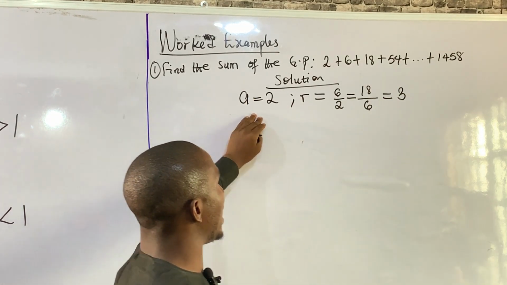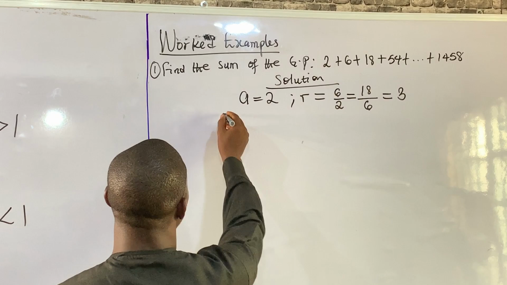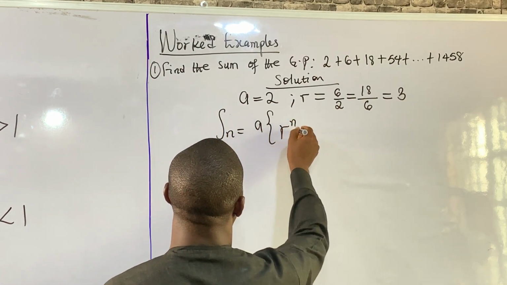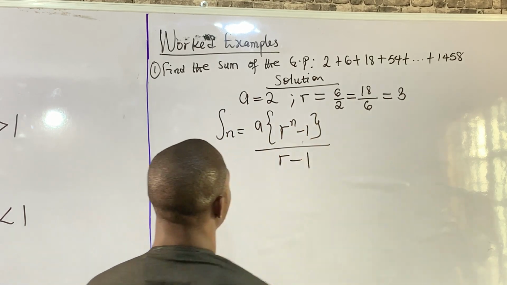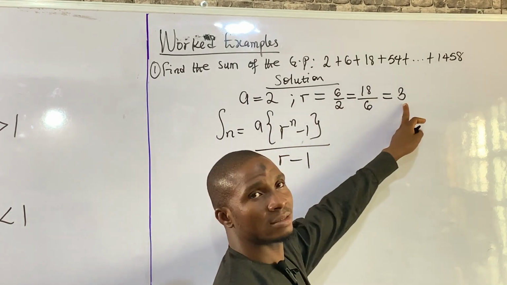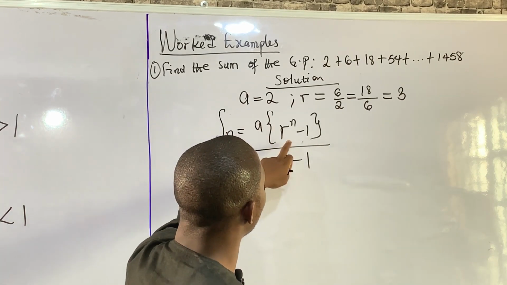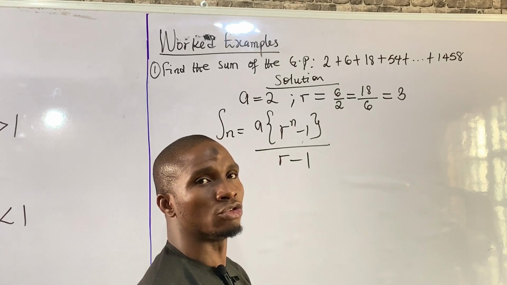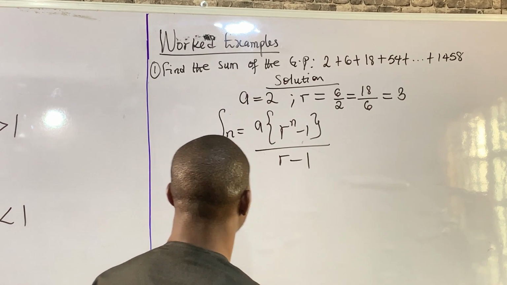So you know your a, you know your r, and we are asked to find the sum. To find the sum of the GP, we need 3 parameters. We are using this formula since our common ratio is greater than 1. We know a to be 2, we know r to be 3, but we don't know n, the number of terms. So let's evaluate the number of terms first.